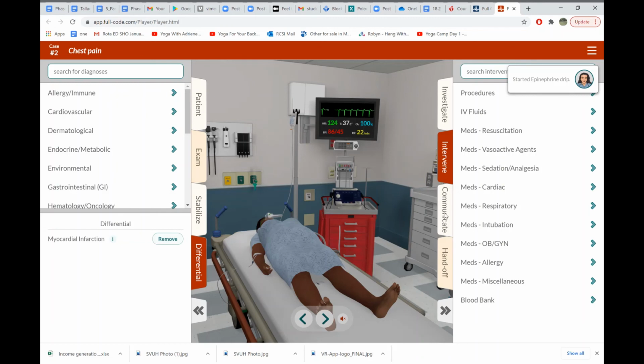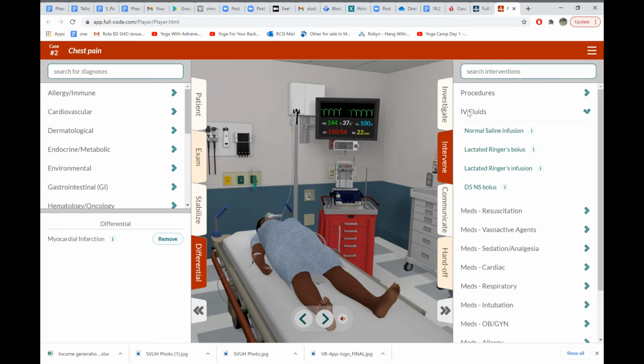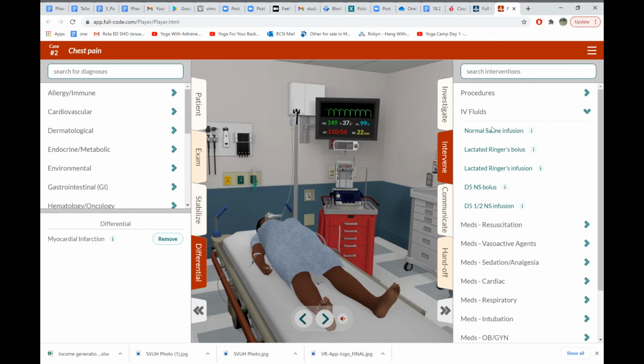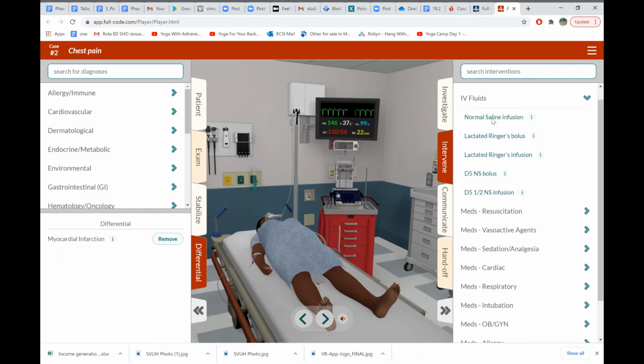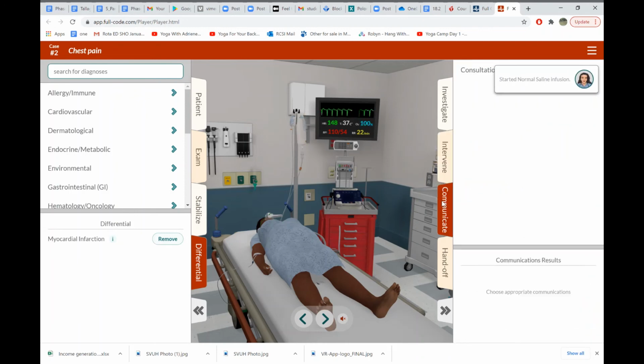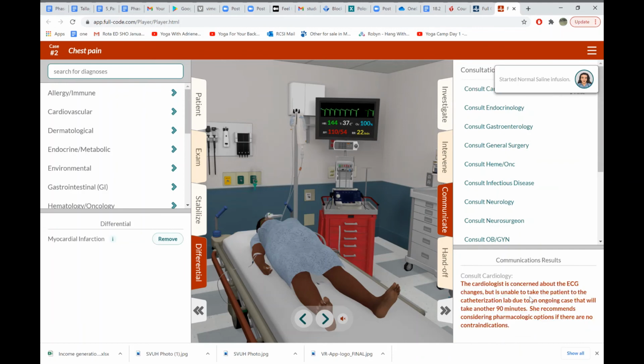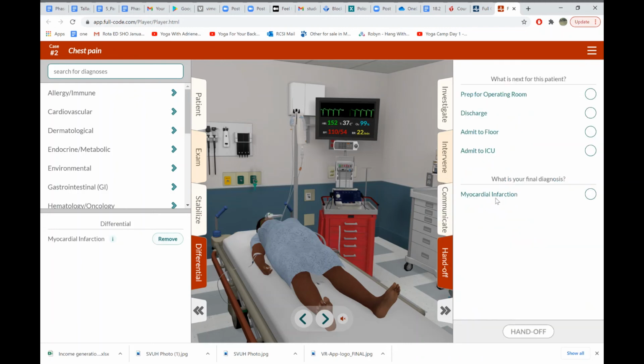So we're on the epinephrine drip. Okay, blood pressure has come up, heart rate has also come up. We could give a little bit of fluid maybe. How much though? A normal saline infusion. Okay, so give that, and then we'll communicate with the cardiologist, who recommends pharmacologic options if there are no contraindications. So that's fair enough. We have the diagnosis, and we're going to admit to ICU.